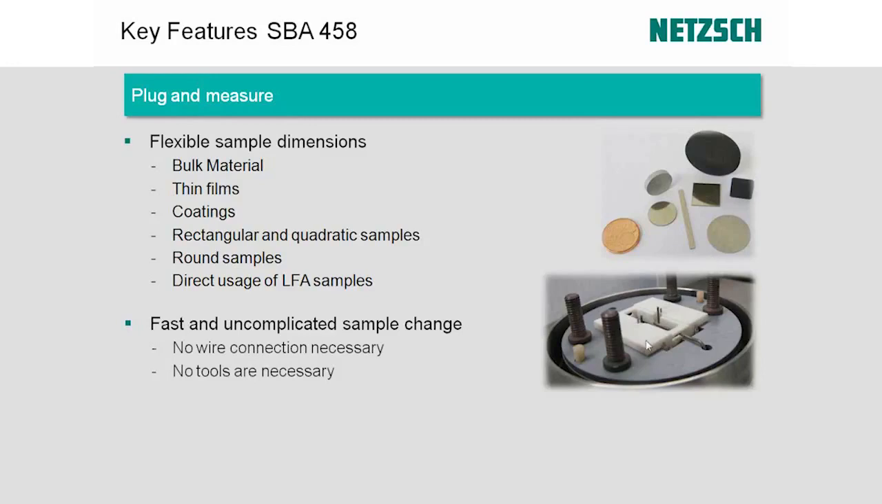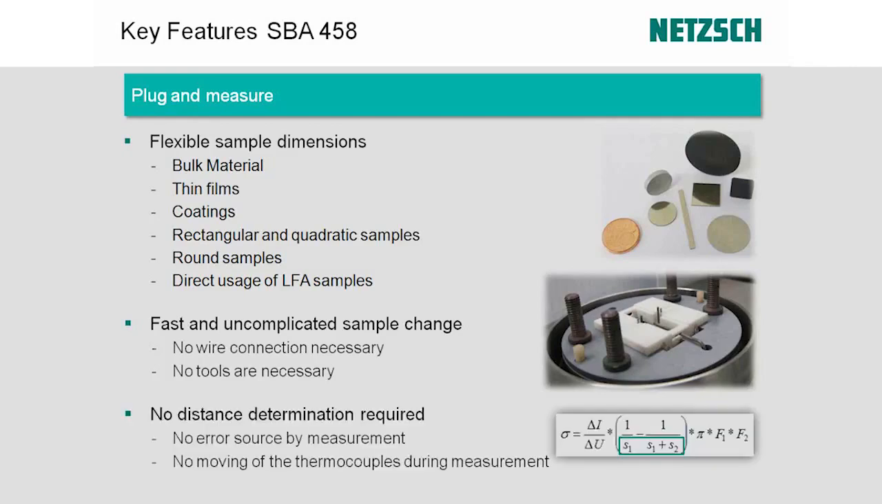So we looked at fast and uncomplicated sample change. Because these current pins and thermocouples are fixed in the sample holder, there are no connections necessary, and no tools necessary. The sample is placed on the support, as we looked at, and then the weights are applied on top of the sample, and the instrument is closed and prepared for testing. Also, because of the fixed position of these pins, we don't need to determine the distances S1 and S2. Again, these are the distances between the current pin and the thermocouple, and between the thermocouples, S1 and S2, when we determine the electrical conductivity.